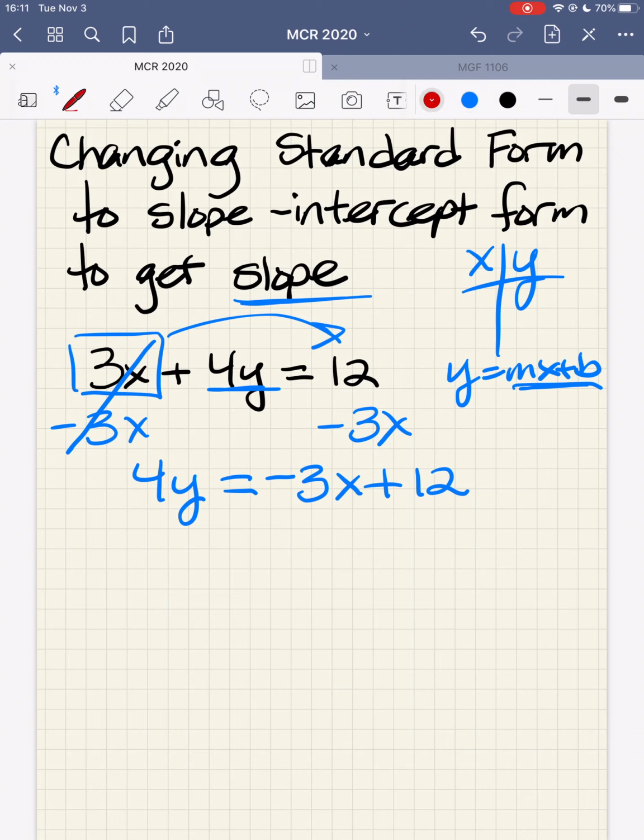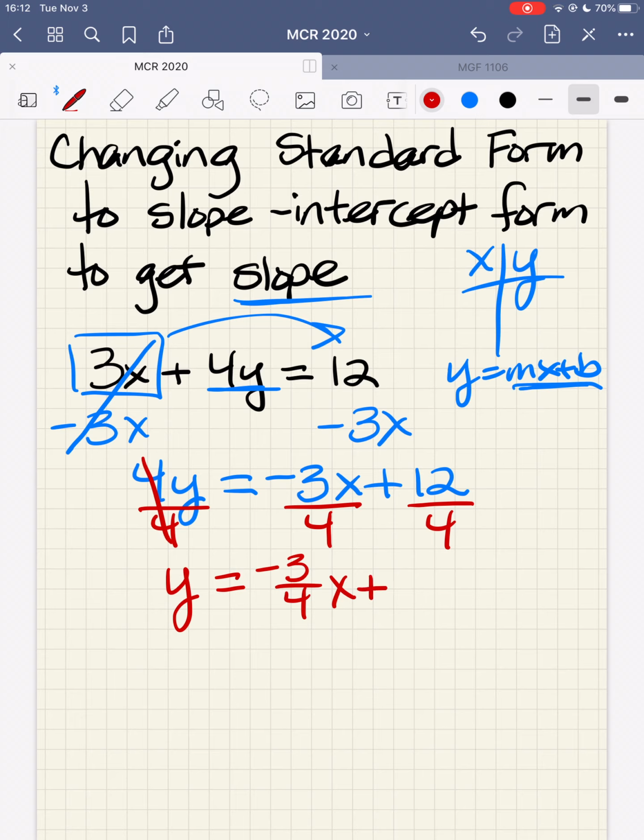Then I need to go ahead and solve for y by dividing every piece by 4. Okay, so all pieces need to be divided when you have more than one thing on the left-hand side or right-hand side. So this cancels out, leaving me with y. Now, 3 doesn't divide into 4, doesn't divide into negative 3, so I'm left with negative 3 over 4x plus, now 12 divided by 4 is just 3. And so this is my equation.